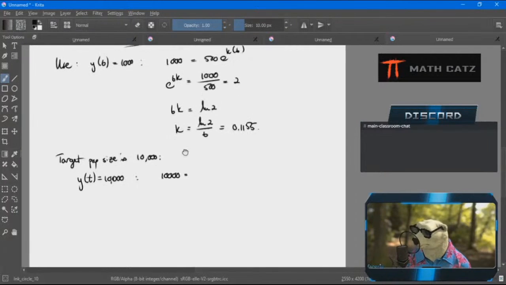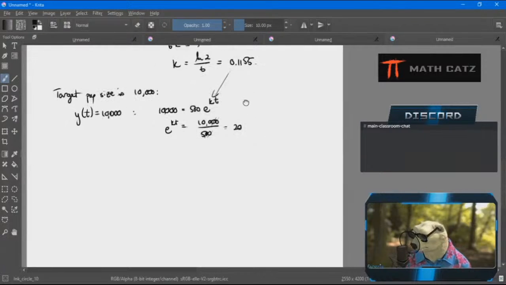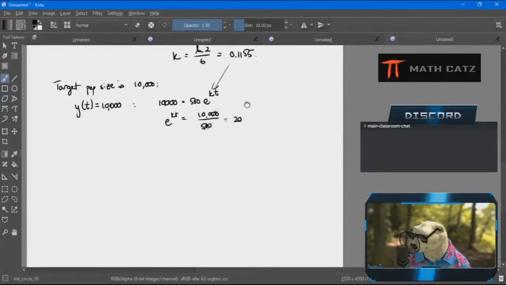10,000. So 10,000 for y equals, what's my function? 500 e to the kt, and I know what k is whenever I need it. So e to the kt is 10,000 over 500, which you can simplify. Some zeros cancel out. I get 20. So kt is natural log of 20. So t is what I'm trying to solve, log 20 over k, which I do have.